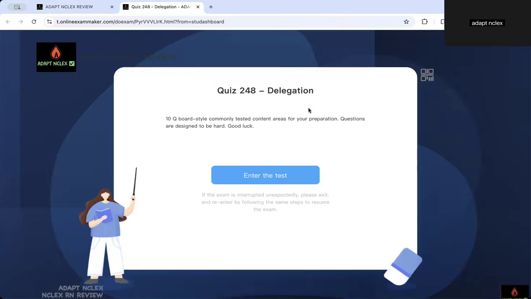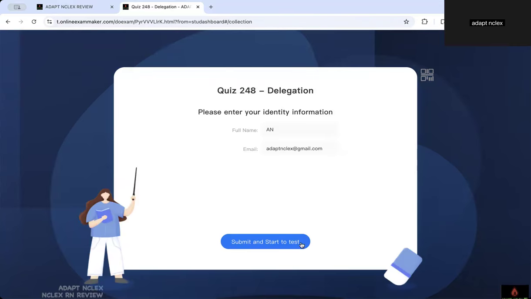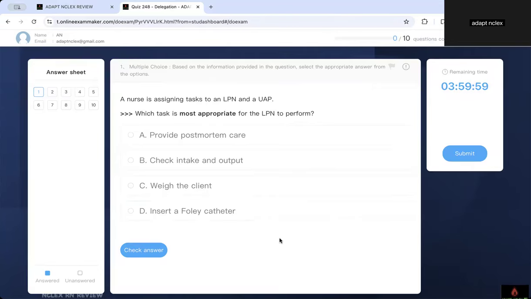Welcome to Adapt NCLEX Delegation and Assignment, one of the biggest traps on the NCLEX. Can you tell which task goes to the RN, LPN, or the UAP? These are NCLEX questions that nursing students commonly missed on my QBank, Adapt NCLEX QBank. So today I'm breaking them down exactly why. So let's test your knowledge on these questions so that we can make delegation and assignment easy to deal with.